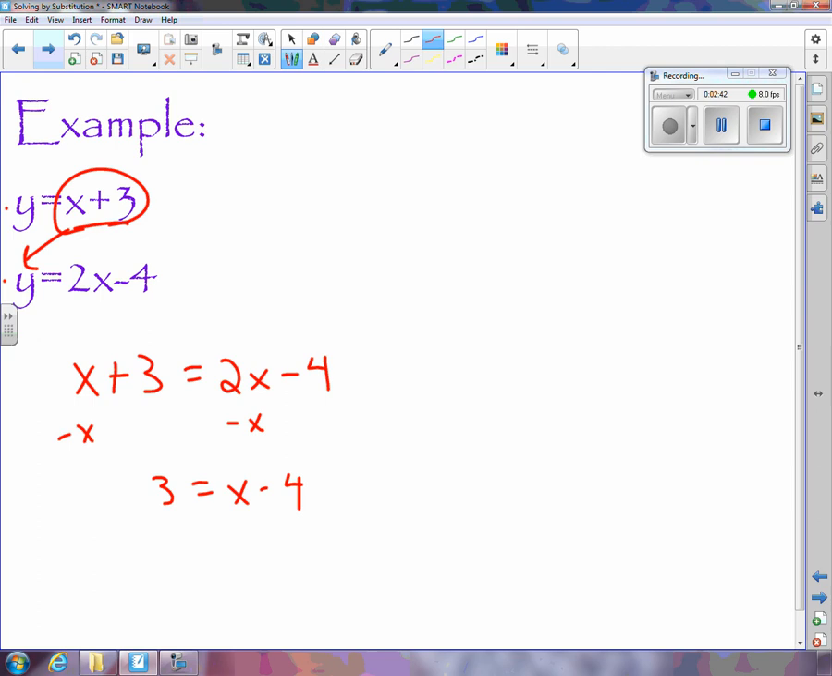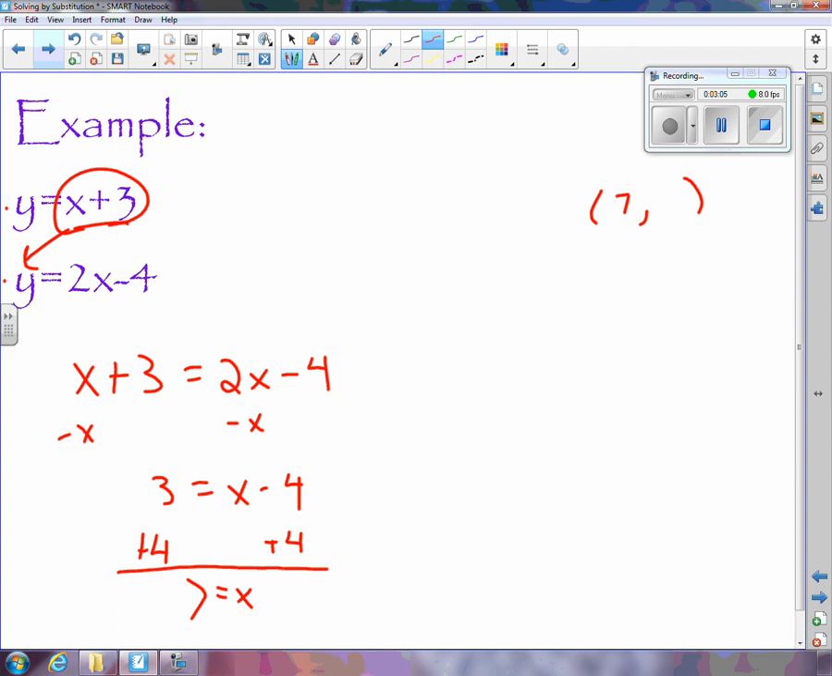It doesn't matter which side you bring x to, I just brought it to the right so that my x coefficient would be positive. Then I'm going to add the 4 to both sides to get the x alone, and I solve that x equals 7. Now I know one of the values where the two lines intersect. I still have to find the other.